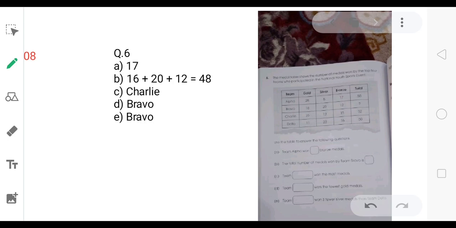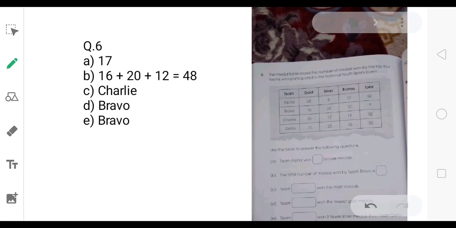Okay, the next question, page 106 here. Again, this one is very easy. Again, they have given you the table. The medal table shows the number of medals won by the top 4 teams who participated in the national youth sports event. In the first column, they have taken the teams Alpha, Bravo, Charlie, Delta, and in the next column, they have taken the gold medal. The third column shows silver medal, the fourth one shows bronze medal, and the last one shows the total numbers. Is it clear?